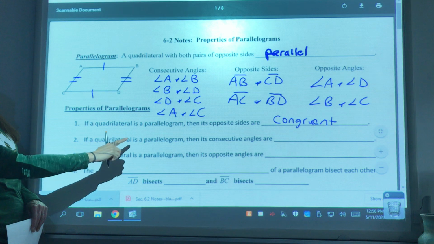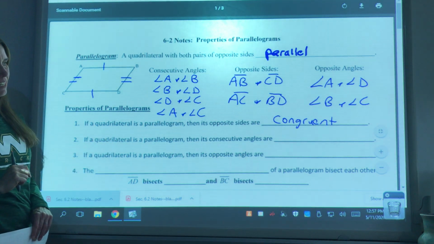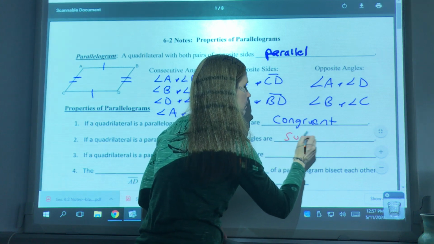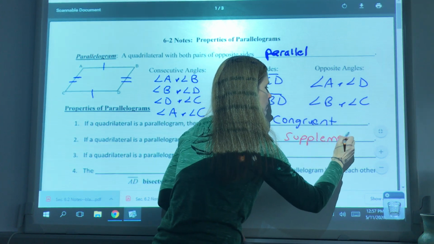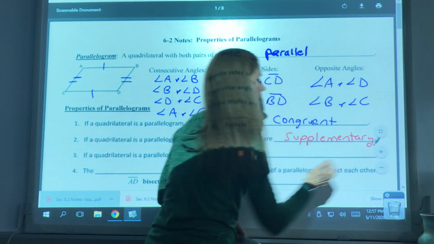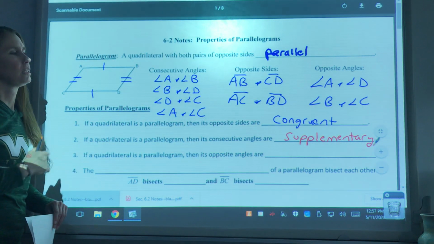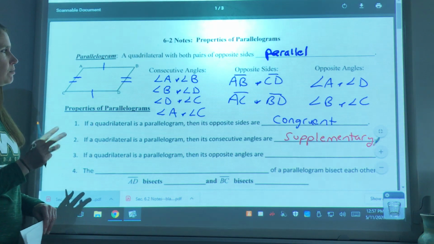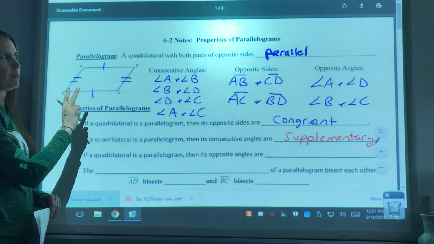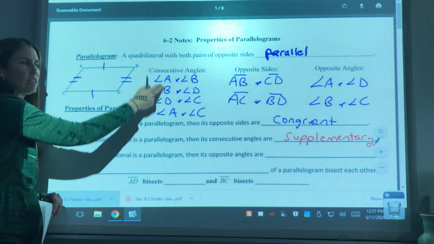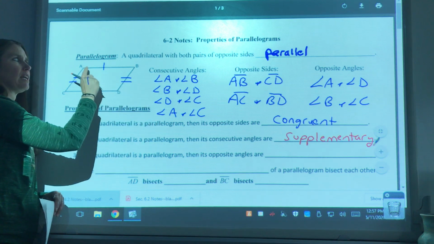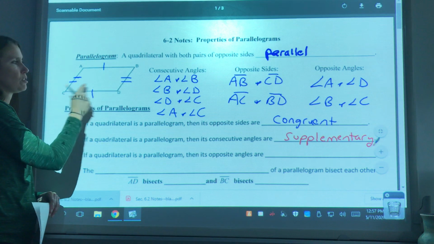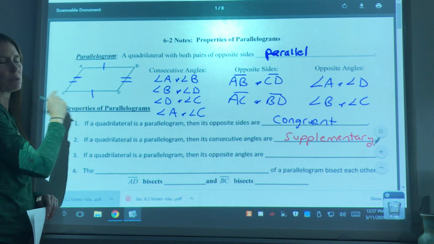Okay, if we look at the next property, it says if a quadrilateral is a parallelogram, then its consecutive angles are supplementary. Okay, and think for a minute what supplementary means. Back from chapter 1, we learned that supplementary are two angles that add up to 180. So I can't really mark that on my picture at this point, but just as a reminder, all of these pairs of angles must add up to 180. So these two add up to 180, these two add up to 180, these two add up to 180, and these two add up to 180.